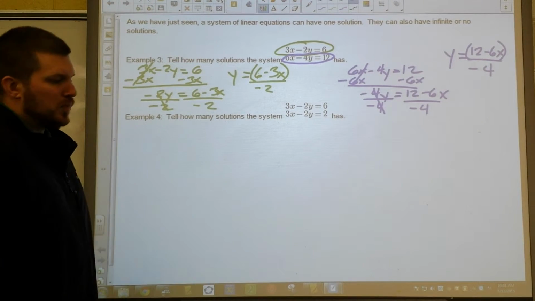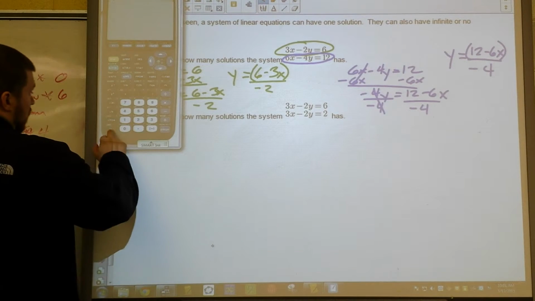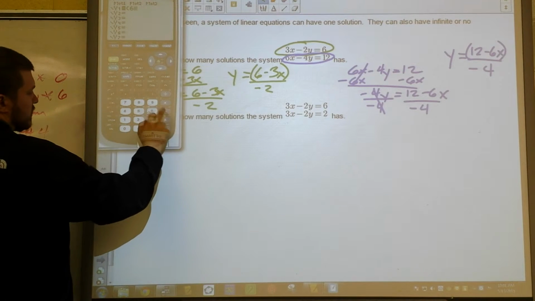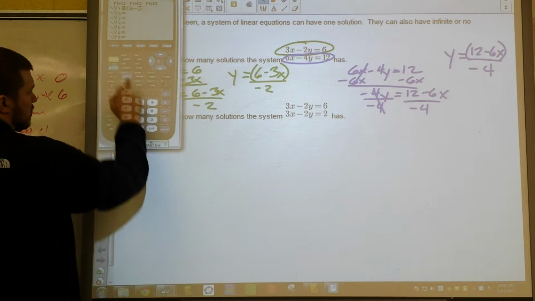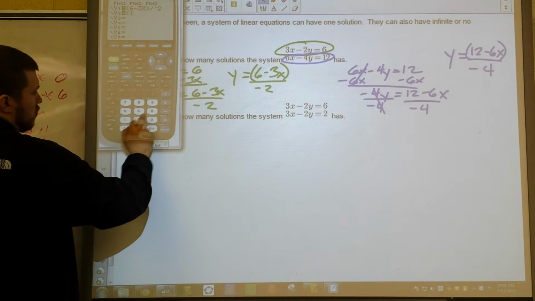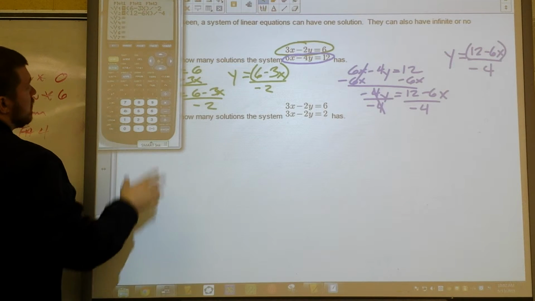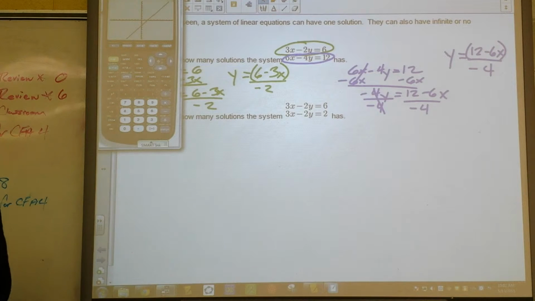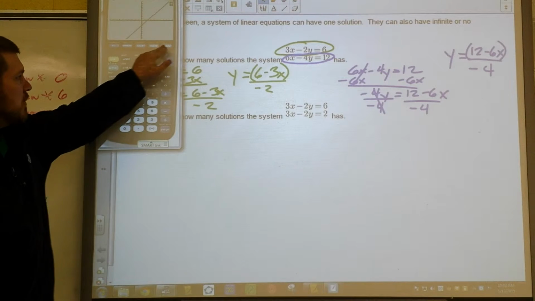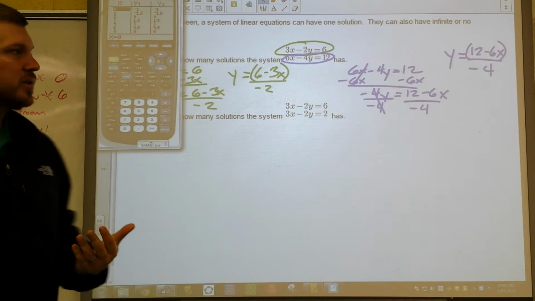It doesn't really matter which one I put in y1 or y2, so I'm just going to go ahead and graph this now. Again, clear out anything else you already have in there. So I have parentheses 6 minus 3x divided by negative 2. And then I have parentheses 12 minus 6x divided by negative 4. Okay, so graph it. And it looks like I only see one thing, but I know I graphed 2, so I'm going to actually go to my table, and I see that my y1 and y2 are exactly the same.